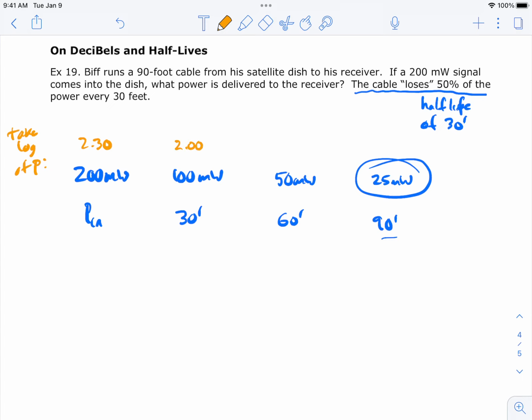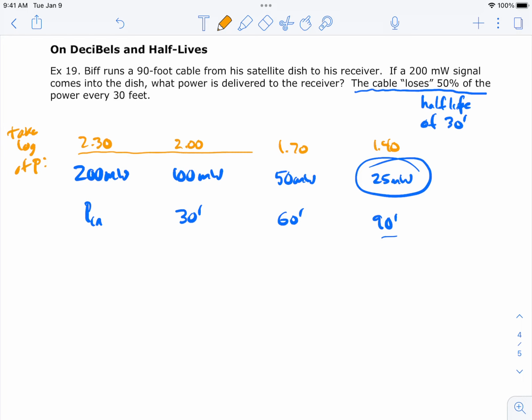If I take the log of 50, I'm going to get a 1.70 if I round to 2 decimal places. And if I take the log of 25, I'm getting a 1.40. Okay. What's going on with the logarithms?